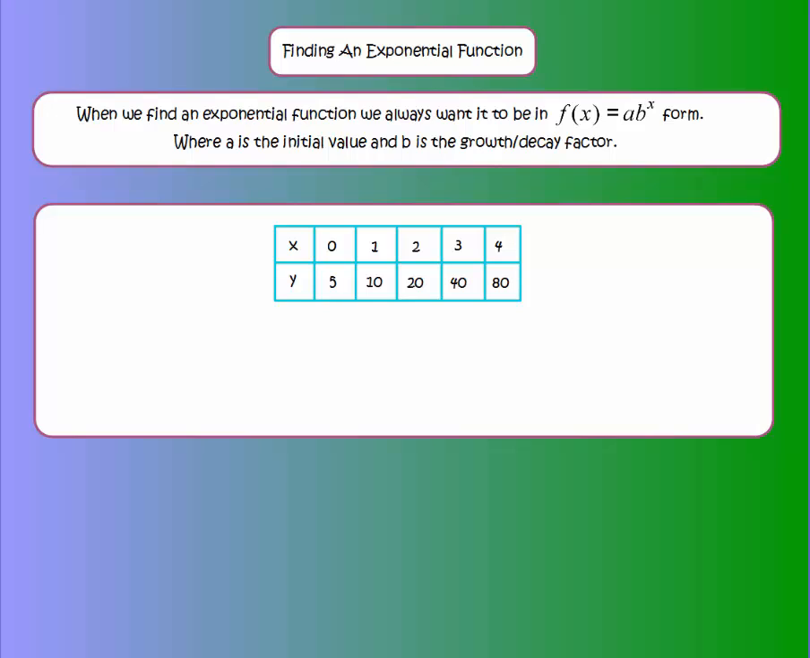So can we determine an exponential function based on just other information, like a table or something? And the answer is clearly yes. When we find an exponential function, we always just want it to be in the form f of x equals ab to the x, or y equals ab to the x, in that form. Remember, where a is the initial value and b is the growth or decay factor. Okay, it's growth when b is greater than 1, and it's decay when it's between 0 and 1.